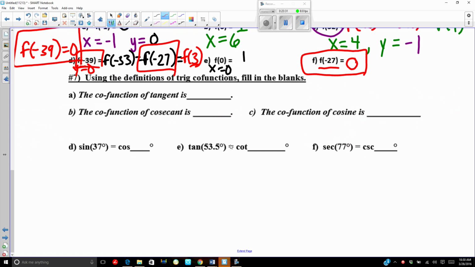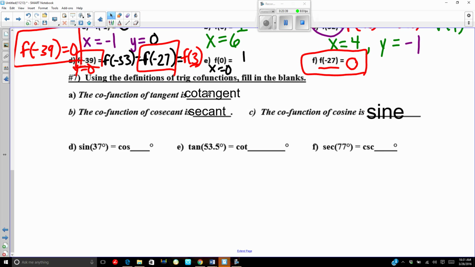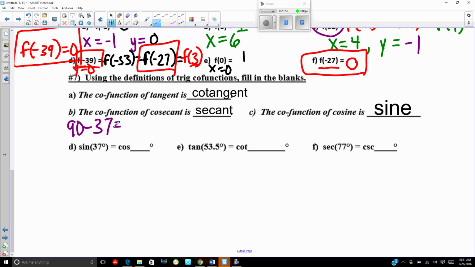All right, number 7, the cofunction definitions. The cofunction of tangent is cotangent. Remember, with cofunctions, we're talking about complementary angles that are going to be equal. So the sine of 37, if we take 90 and subtract 37, 90 minus 37 is 53. So the sine of 37 should equal the cosine of 53.